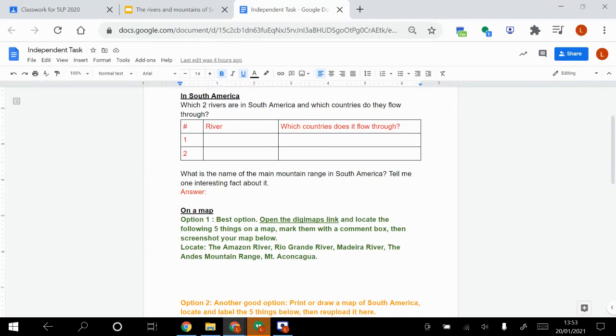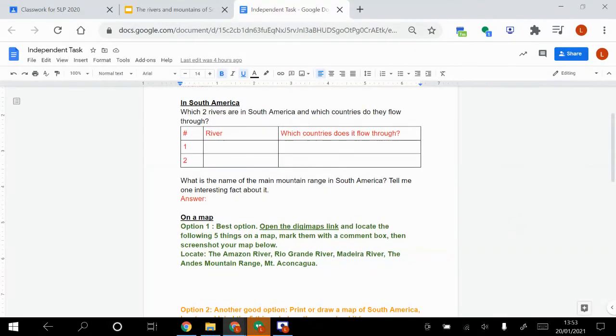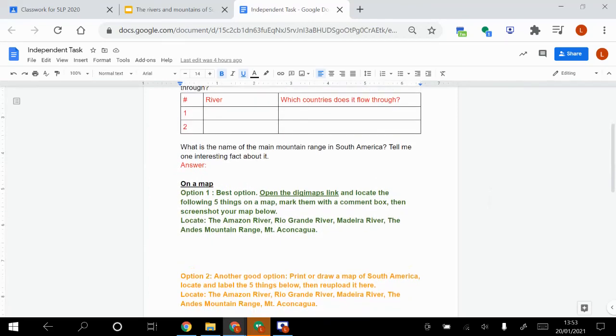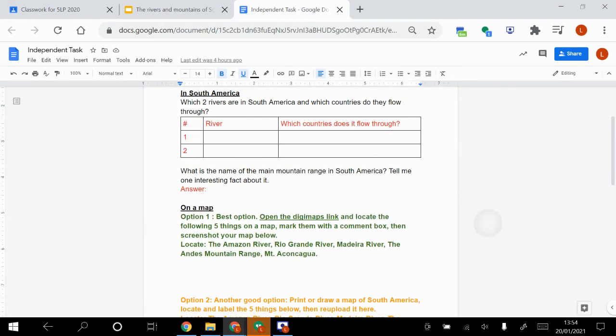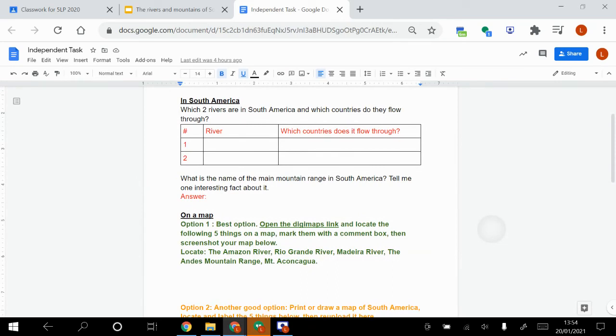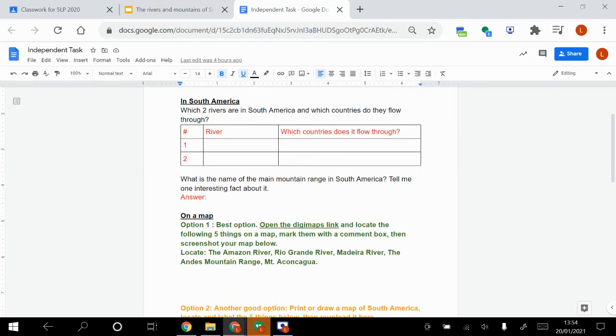So we are going to have a look at 2 rivers which flow through South America, and then which countries they flow through. So I will put the names of 2 rivers into that table, and you will tell me which countries they flow through. Now, you can either do that by looking at a map, you could do that by going onto Digimaps, or you could have a go at just Googling that if you're not able to do that. For example, if you're working on a smartphone, that is absolutely fine.